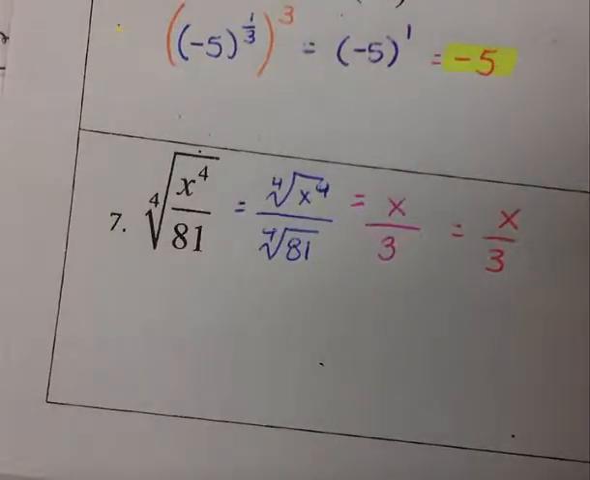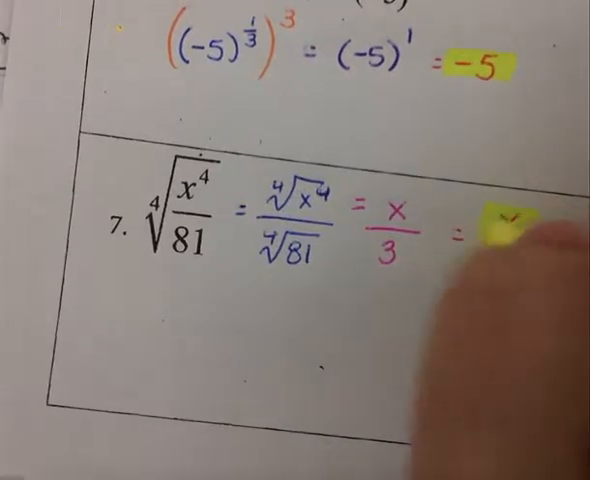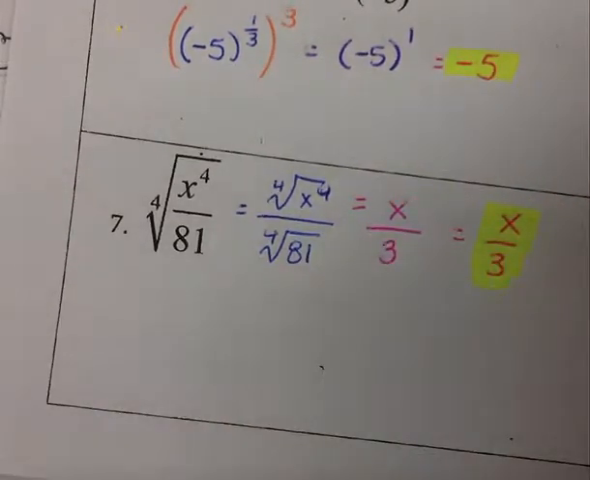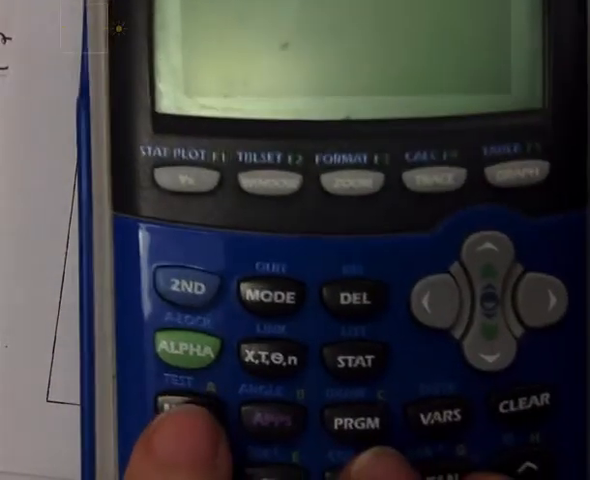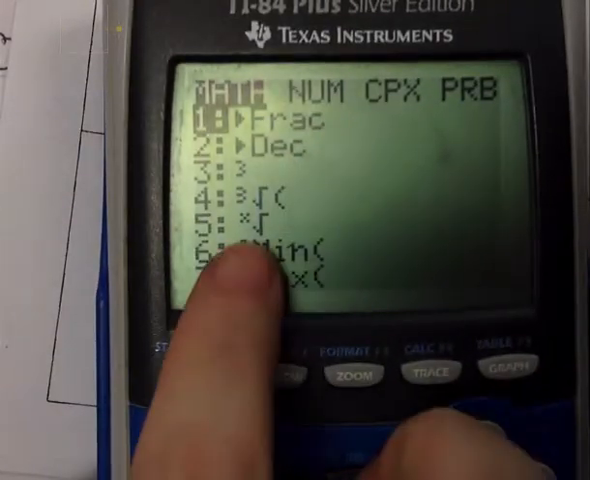I do want to show in an older type of calculator what it would look like to do the fourth root of 81, in case you don't know how to do that. So I'm going to get an older type of calculator. Now this time, I'm still going to go to that math button, and I want to go down to number 5.